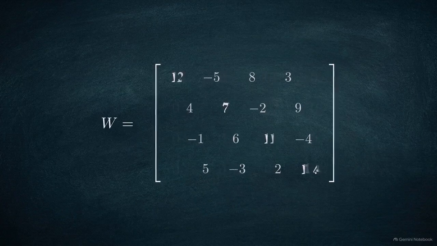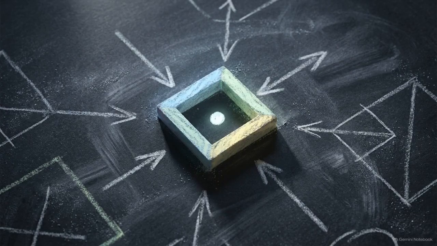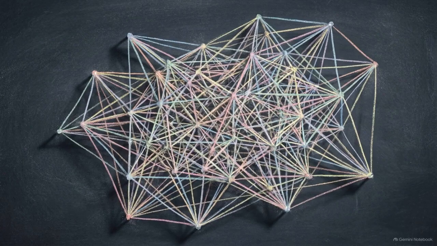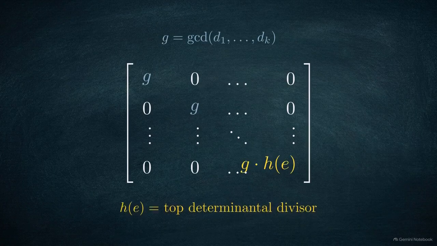The candidate calculates the global Smith normal form of this matrix, yielding a diagonal matrix of G through G times H of E. In the two-factor parent theorem, W was simply a 1-by-1 matrix with a single degree difference. Here, it expands into a complete edge character matrix capable of handling multi-factor relationships. The diagonal variables are strictly defined. G is the greatest common divisor of the polynomial degrees, and H of E is the top determinantal divisor of the primitive complete edge character matrix.